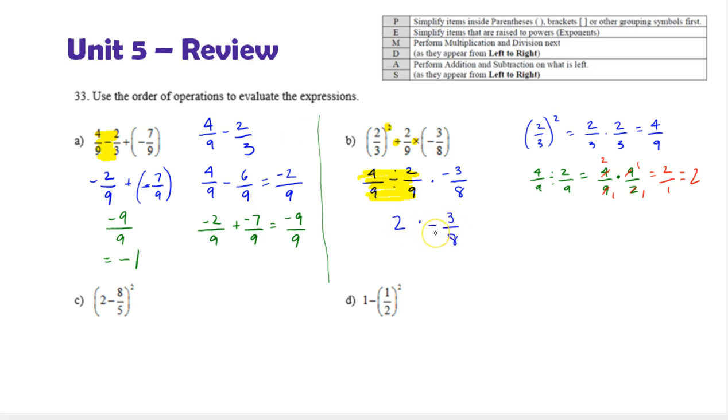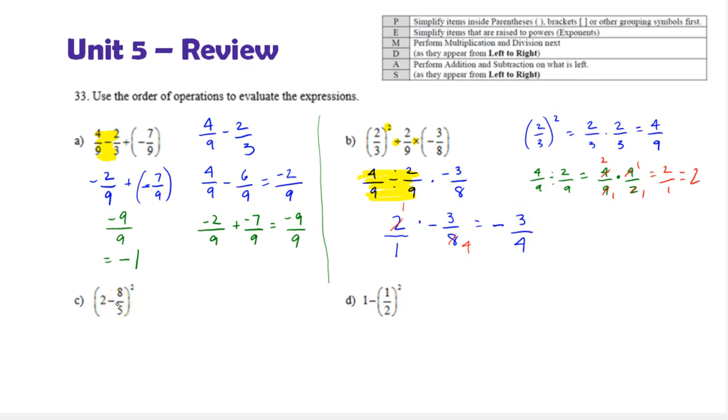And now this last multiplication, we'll do this right here. I'm going to put the 2 over 1, just so we can see the numerators and denominators better. Okay, it's a positive times a negative, so our result is negative. Now I'll just look at the numbers. So 2 and 8 have a common factor of 2, so I divide by 2, divide by 2. Now I'm going to multiply across. 1 times 3 is 3, and 1 times 4 is 4. So our result is negative 3/4.